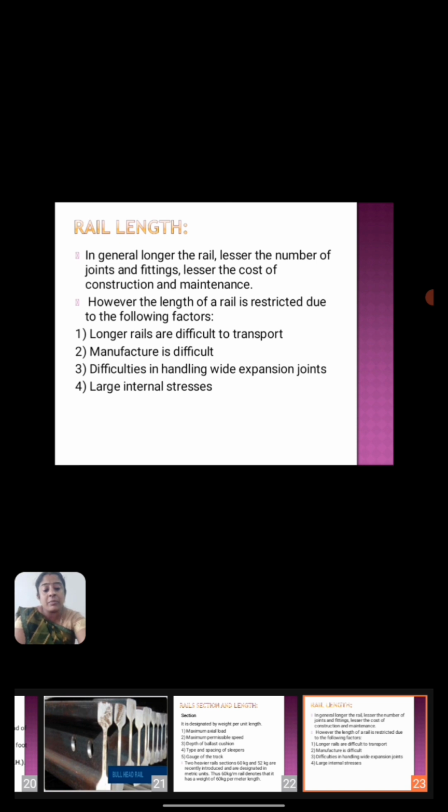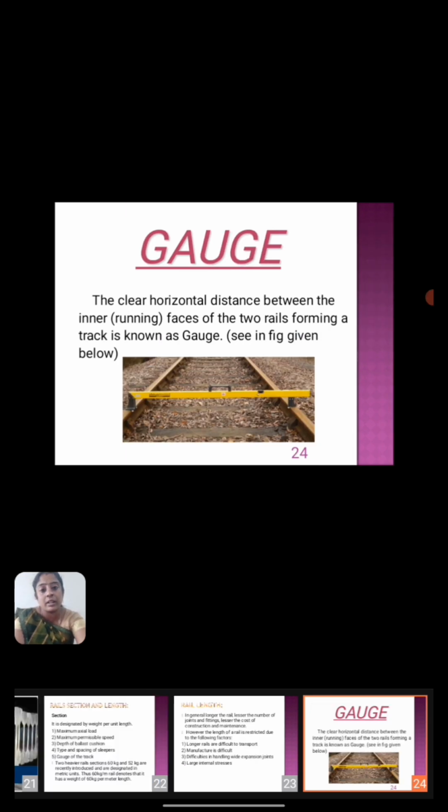If we are providing longer rails, it is difficult to transport due to the heavier weight of the steel section. If the rail length is longer, it is difficult to transport, and the manufacturing of longer rail is also difficult, and it needs a wide expansion joint. Expansion joints will be difficult when we are providing longer lengths, and it cannot withstand the internal stresses when you are going for long rail lengths.